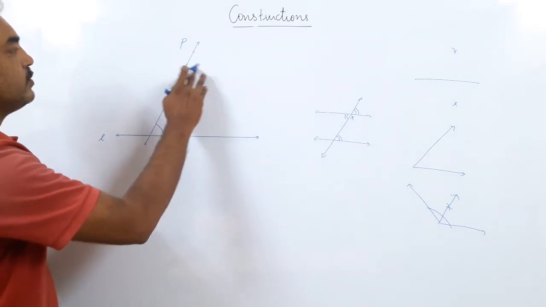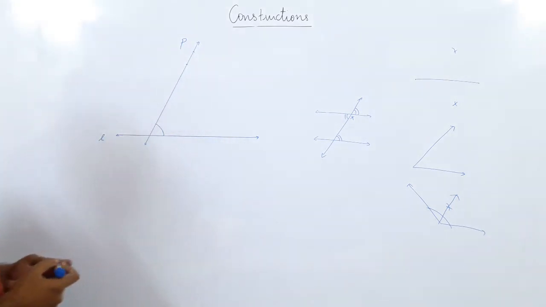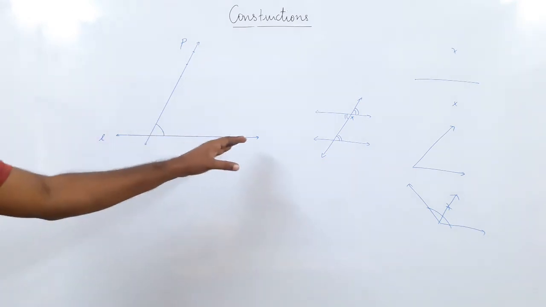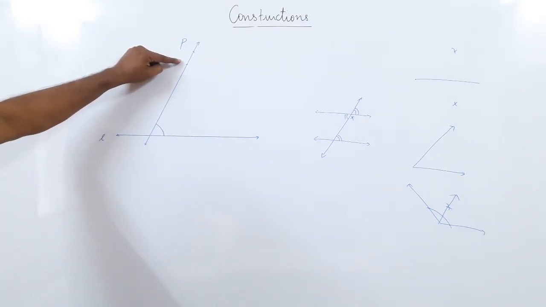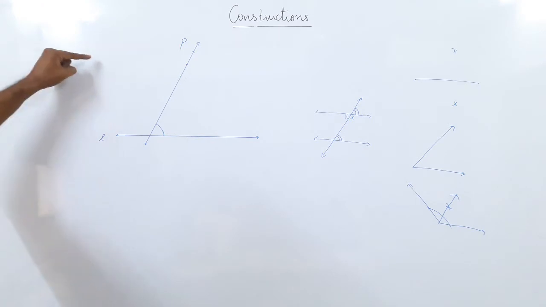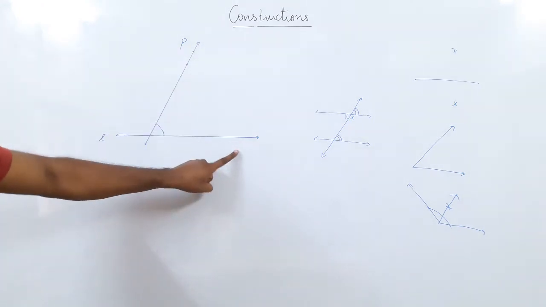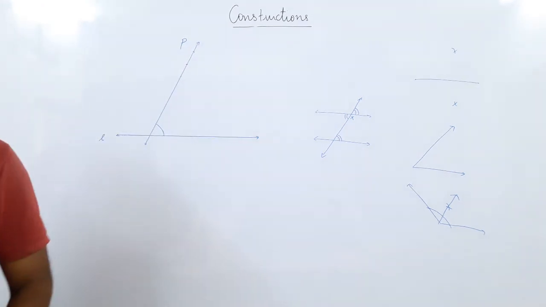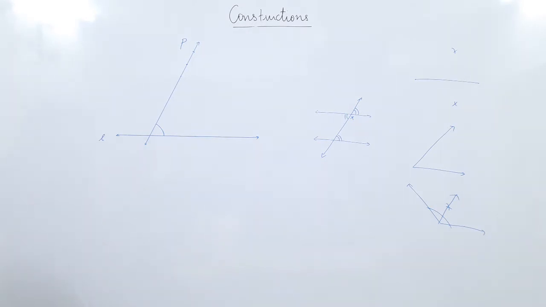So what I was given here was a straight line and a point outside the straight line. I want to draw a line passing through this point but parallel to this line. So now let us see how I work with my construction set.